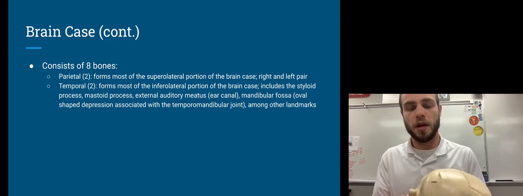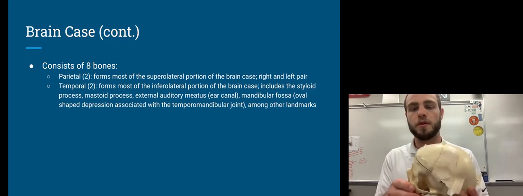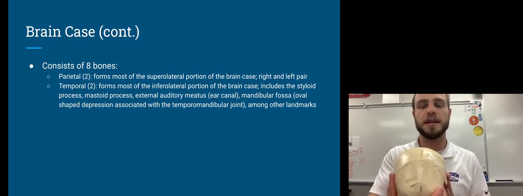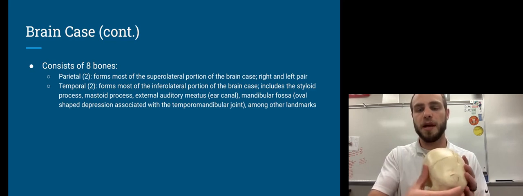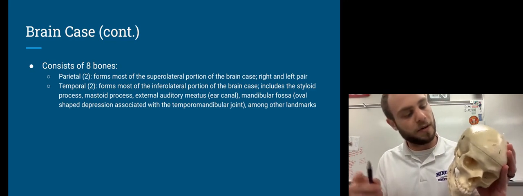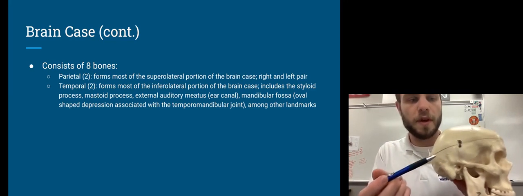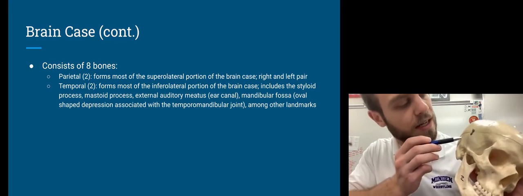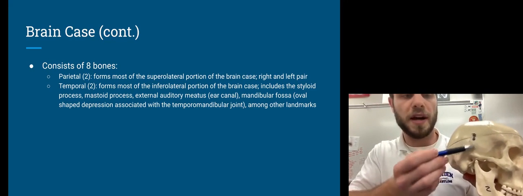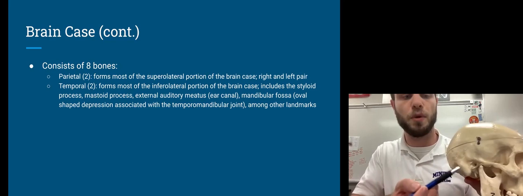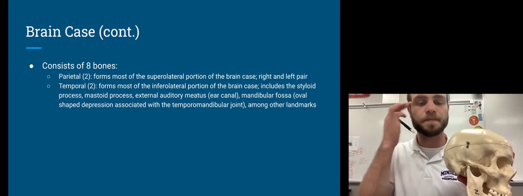And the temporal bone is also going to include several things like the styloid process, the mastoid process, external auditory meatus, mandibular fossa, and other landmarks here. So I'll point those out here. So you have the temporal bone here. It's kind of hard to see the sutures and the dividing line, but approximately here is going to be the temporal bone. Think your temple.